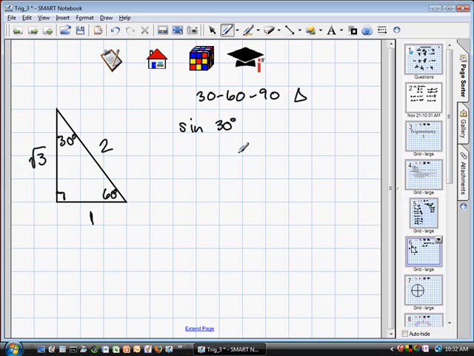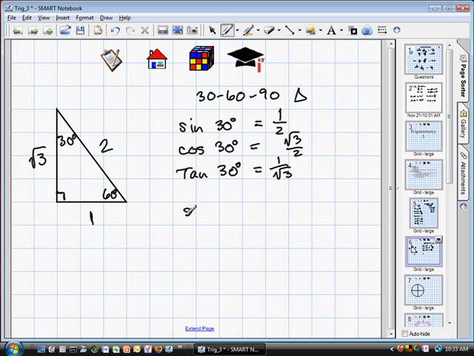When I ask you for the sine of 30, what do I want? The leg opposite the 30 is down here, 1, over the hypotenuse, 2. Cosine of 30. Leg adjacent to 30, square root of 3, divided by 2. Tangent of 30. Leg opposite, 1, over leg adjacent, square root of 3.